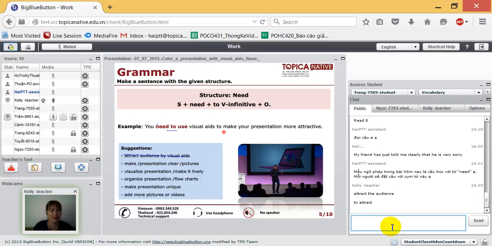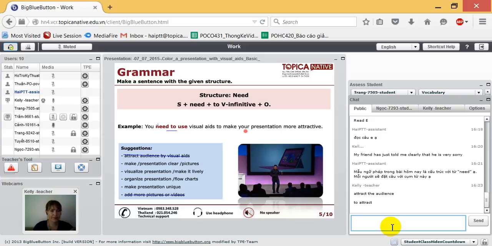Tram, could you please create a sentence using this structure? You need to add more pictures or videos to make your presentation more attractive. Sure. Yeah, that works. Okay, and Kang, your turn. Yes.